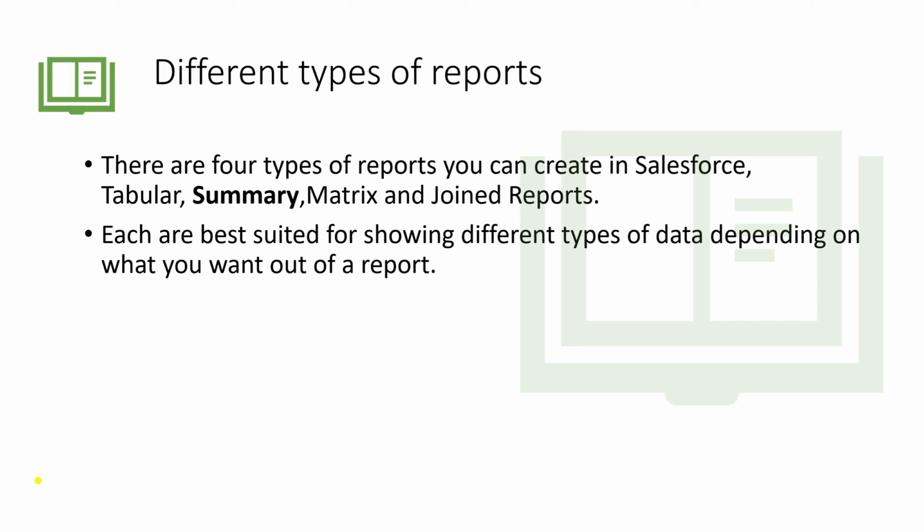The second point we'll be moving into: each is best suited for showing different types of data, depending on what you want out of the report, right? These four types of reports can showcase the data in different formats according to your requirement. Means if you have a use case where you have to showcase the joint report of different objects, then we can create joint reports, and we can showcase all those things in particular separate columns in the form of a joint report. That is just an example, right?